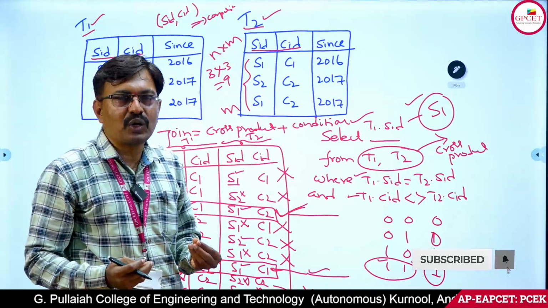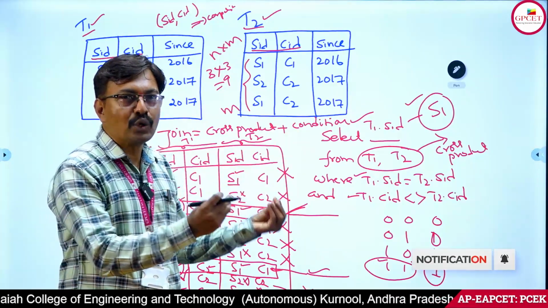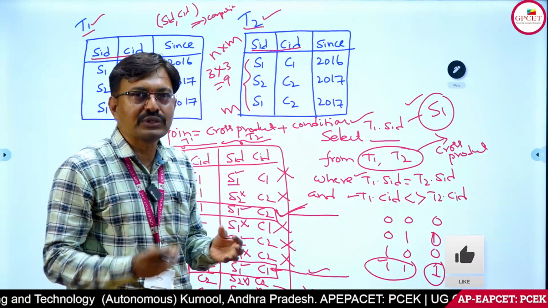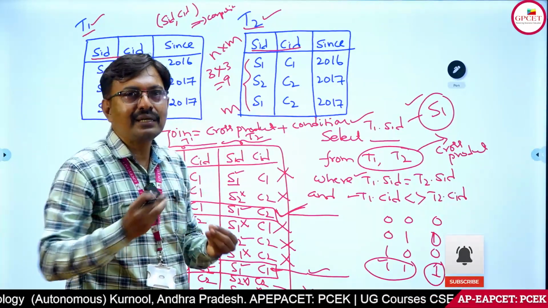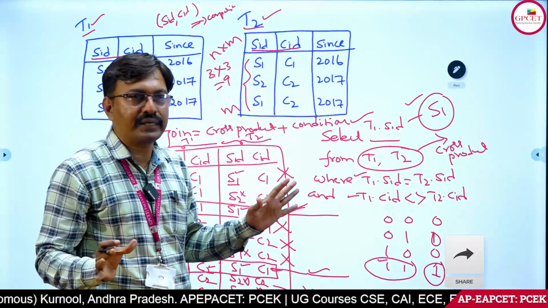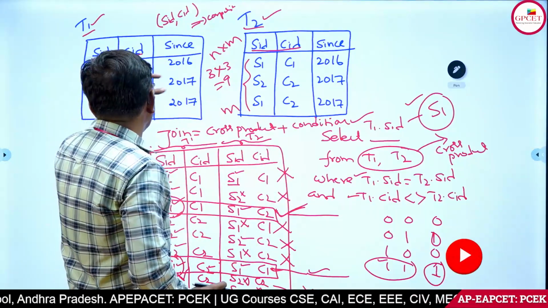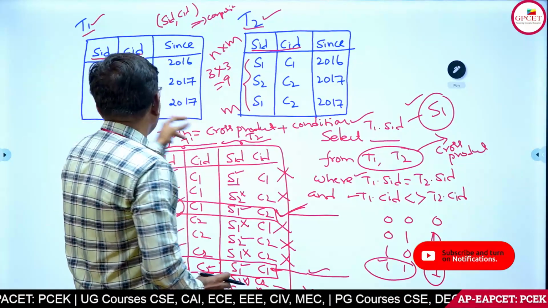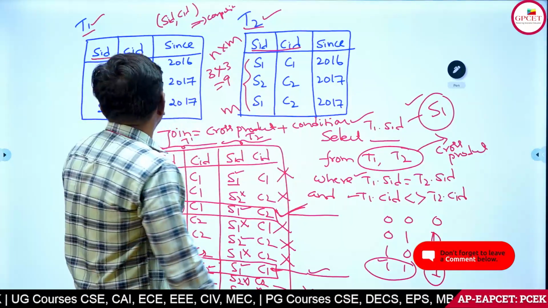What is meant by cross product? One table has n rows, another table has m rows, and the cross product gives n by m tuples. Observe here, the first row is multiplied 3 times, the second row 3 times, the third row 3 times. That is table 1.